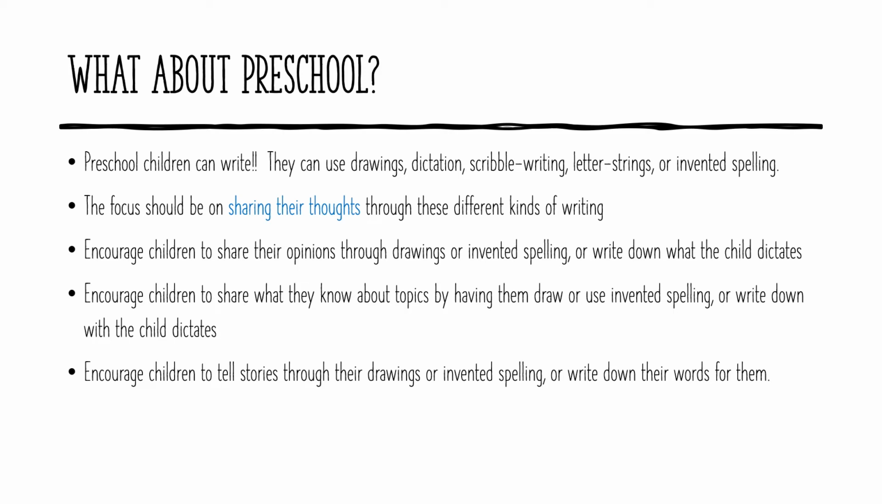So we want to encourage children to share their opinions through drawings or invented spelling, or again, write down what the child dictates. Dictation is very powerful in preschool. We also want to encourage children to share what they know about different topics, again, by having them draw, use invented spelling, or write down what the child dictates. So again, the opinions, the informational text for topics, and then stories. And then children can tell their stories through their drawings. Same thing, invented spelling, scribble writing, letter strings, however they communicate their ideas. But writing is about ideas.